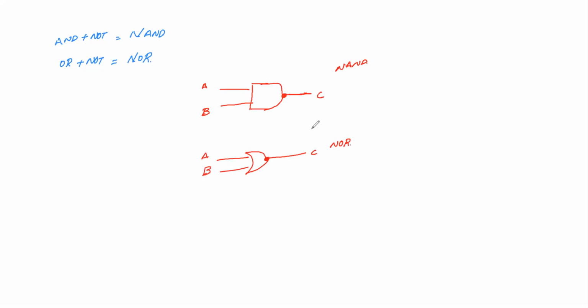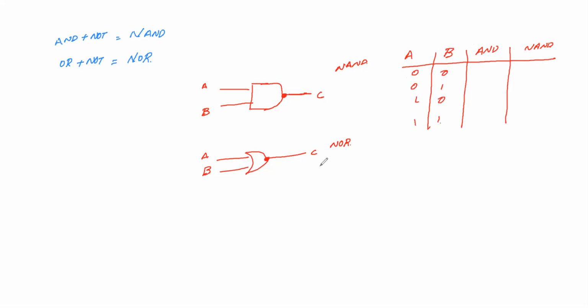It's A and B. Let's see the truth table for the OR gate as well as the NOR gate, and the same for the AND gate and the NAND gate. This is your AND and this is your NAND. The inputs are 0 0, 0 1, 1 0, 1 1. For the AND gate, the equation is C is equal to A dot B. Remember, C equals A dot B. When you get the output after the NOT gate, it will be C dash. Here it is C, and here it is C dash. The AND output is 0, 0, 0, 1. When you reverse it because of the NOT gate, it is 1, 1, 1, 0. So this is the output for your NAND gate.